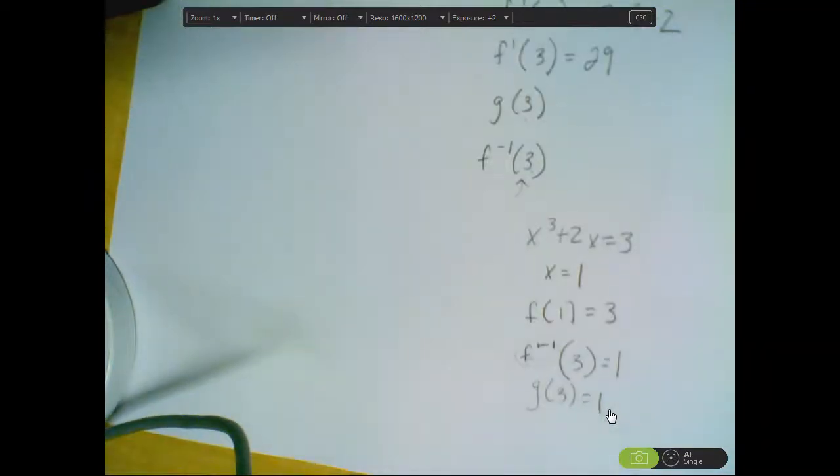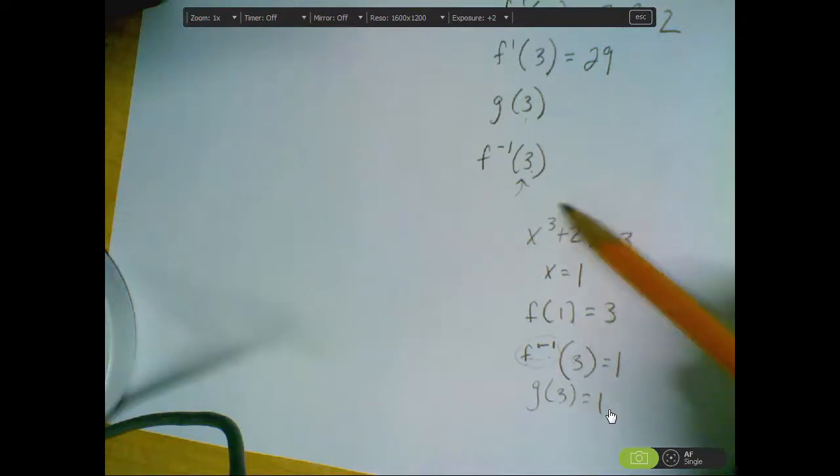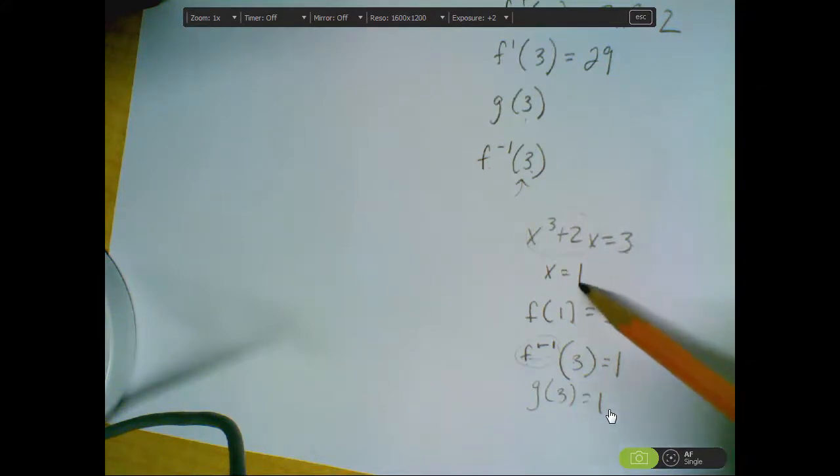Now I realize that's a lot, but hopefully you understand where it comes from. I looked at the original function, and I found when its output was 3. And that was my input.